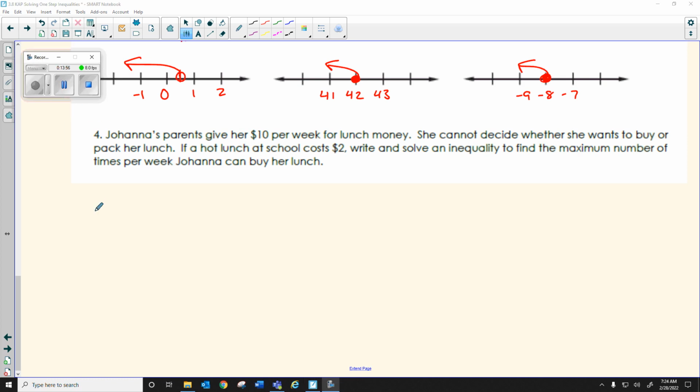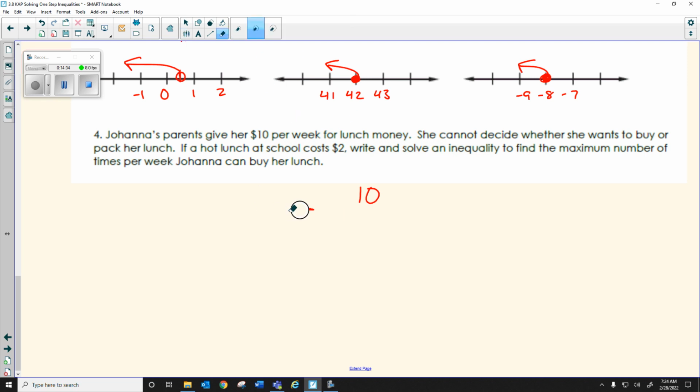And then lastly, I'm going to do a word problem with you. Joanna's parents give her $10 per week for lunch money. She cannot decide whether she wants to buy or pack her lunch. If a hot lunch at school costs $2, write and solve an inequality to find the maximum number of times per week Joanna can buy her lunch. Okay, so we're talking about how much she spends, and so we're talking about however much money she can spend, and we're going to compare that to $10. Okay, we're writing ourselves an inequality, so we're always comparing 2 things.